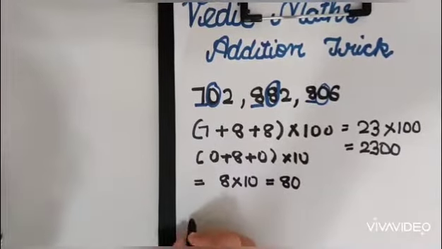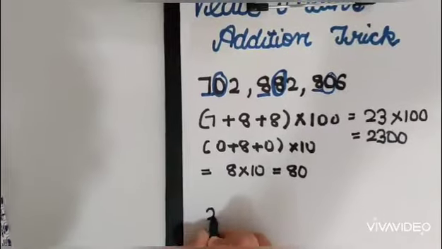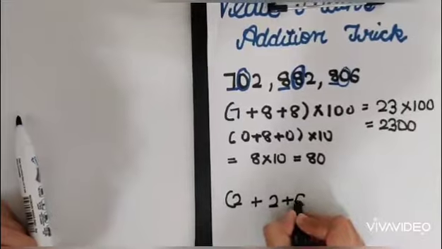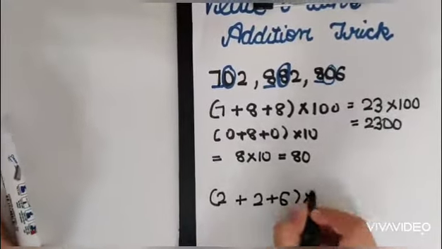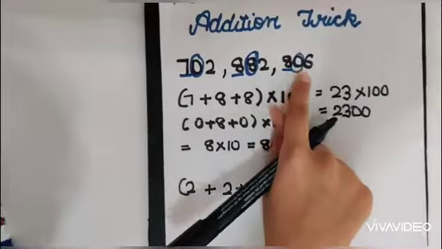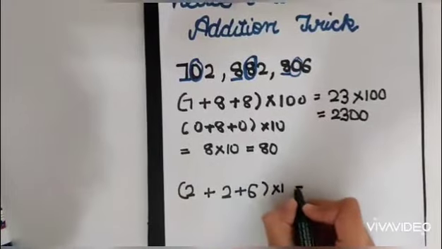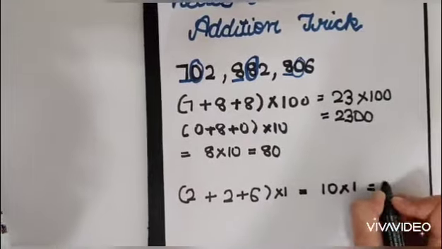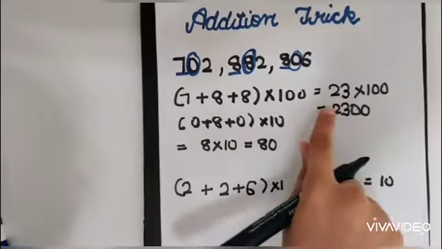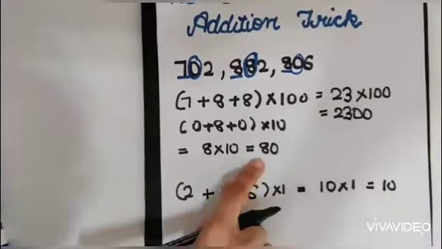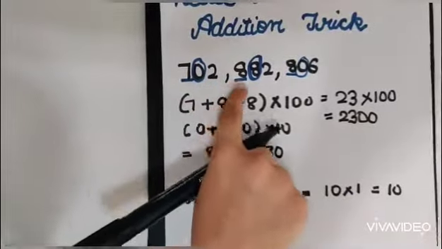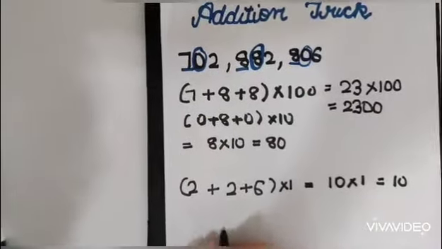Now we'll take the ones place. 2 plus 2 plus 6 into 1, because 2, 2 and 6 are the ones place, gives us 10 into 1. That's nothing but 10. Now the sum of 2300, 80 and 10 is the sum of 702, 882 and 806.